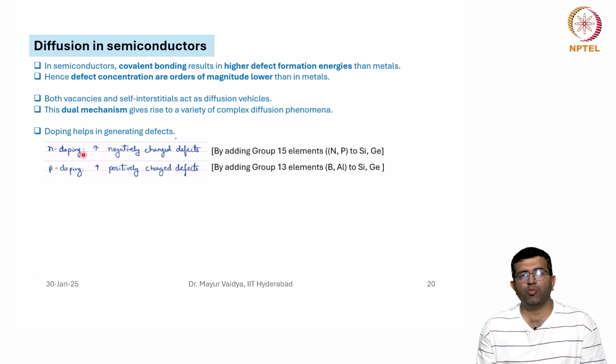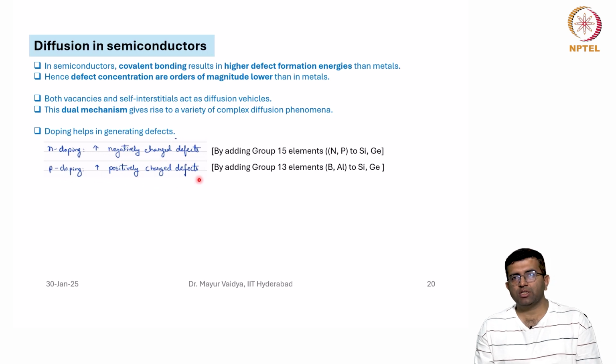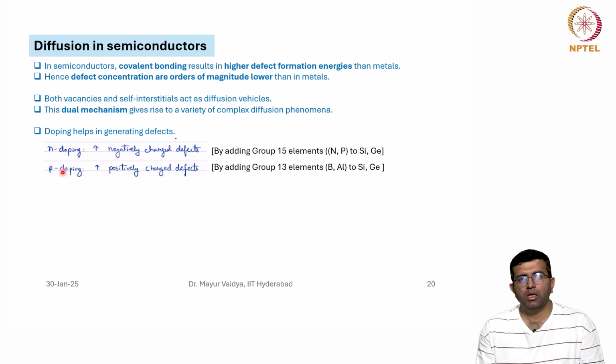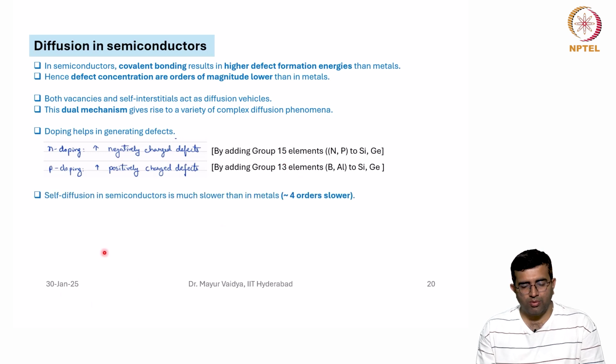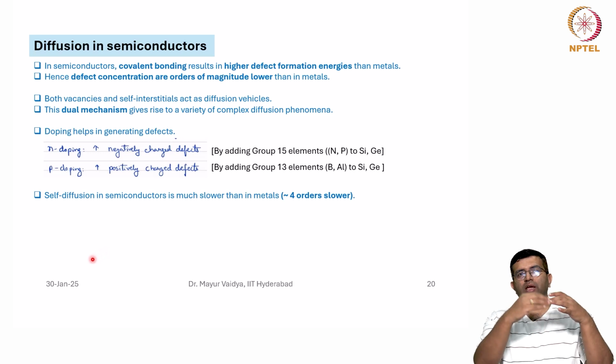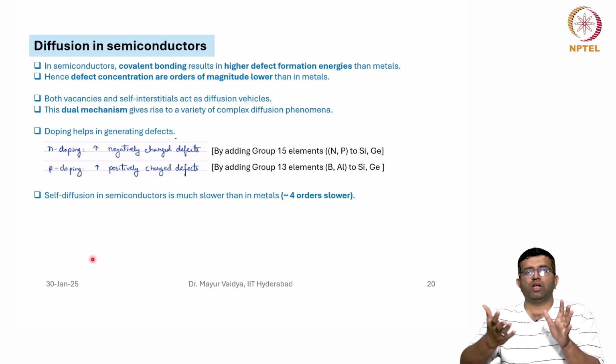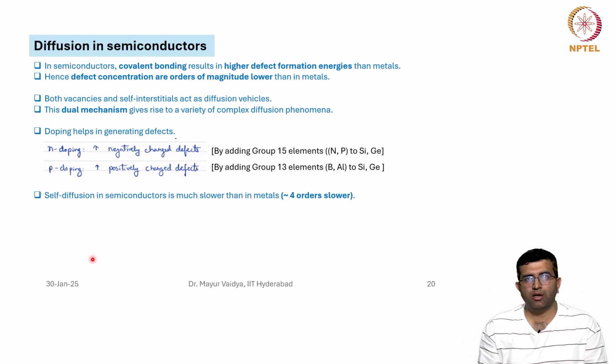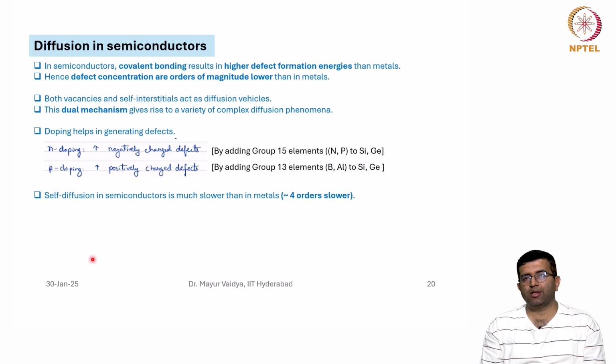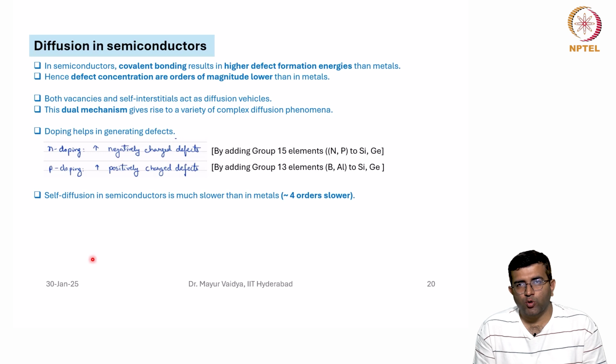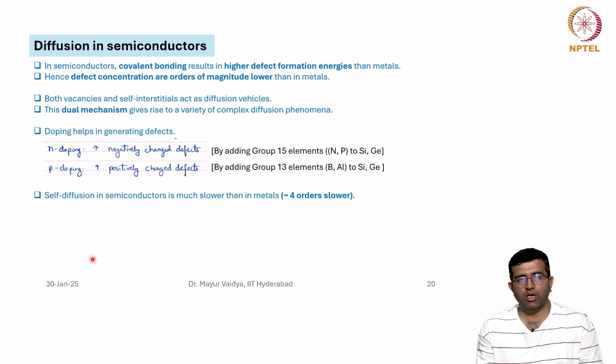If you have N doping, that increases the negatively charged defects. If you have P doping, that increases positively charged defects. So P doping is done by adding group 13 elements, N is done by group 15 elements. And we saw that because again of the reasons mentioned above, the covalent bonding, the defect formation energies are higher. So the self diffusion in semiconductors is much slower than in the metals. It can be almost 3 to 4 orders of magnitude slower.